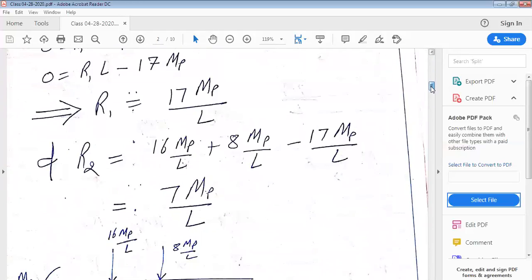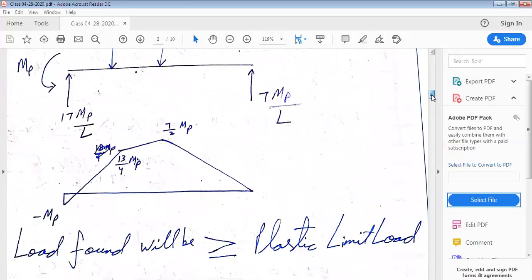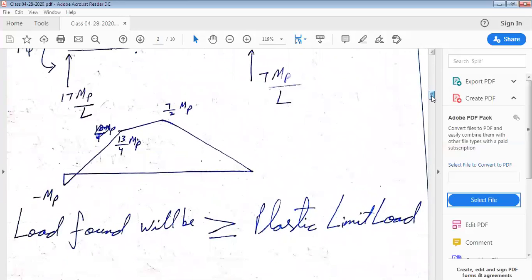And this also means that we get an estimate. From this, we can find the plastic limit load, but that plastic limit load would be overestimated. So the load found would be greater than the plastic limit load.